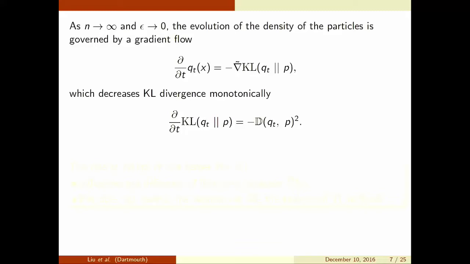It turns out if you take n equal to infinity and also take the step size to be 0, then the limit density of the particles is going to be captured by some PDE. It's actually a nonlinear PDE. But it turns out this PDE is equivalent to some sort of gradient flow of the KL divergence functional, which can be shown to monotonically decrease the KL divergence with the target distribution.